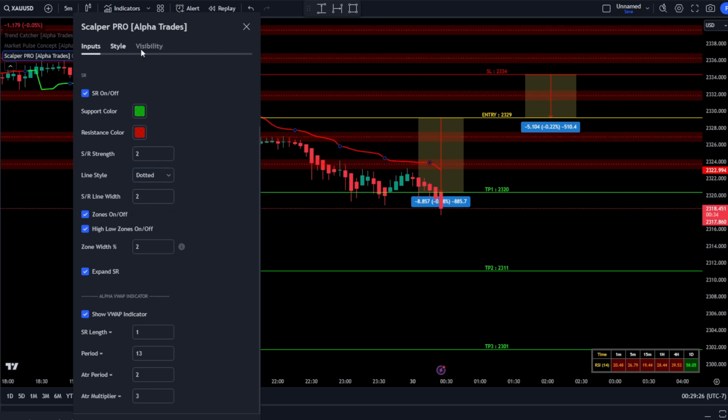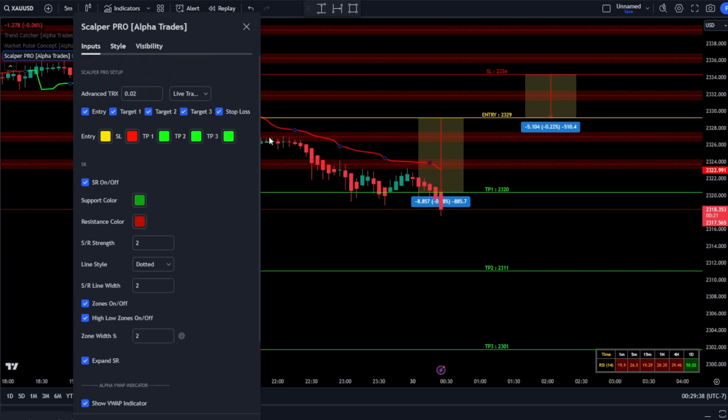The last portion of the inputs is the VWAP. Once again, no settings are required. This is pretty straightforward: you can enable or disable it. The same goes for the support and resistance levels, where you can enable or disable them to work with this particular indicator.